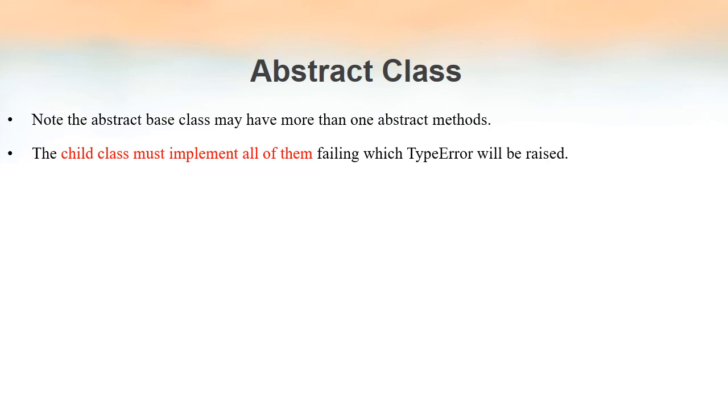I will repeat it once again. Suppose an abstract class consists of 5 abstract methods. Then the child class which inherits this abstract class is responsible for providing the implementation of all these 5 abstract methods. Even if the child class does not require these abstract methods, they must provide some kind of implementation of these 5 abstract methods. Otherwise, it will lead to a type error.